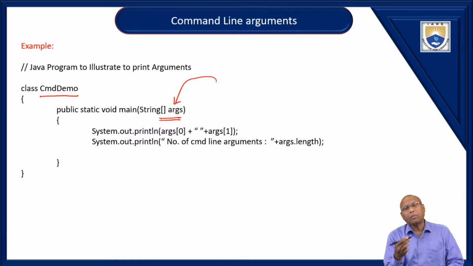And remember, the name can be anything, but generally by default you write args. Even if you are interested, you can change it also. But the data type is String array only. You cannot change that one. Only the name of the array you can change.